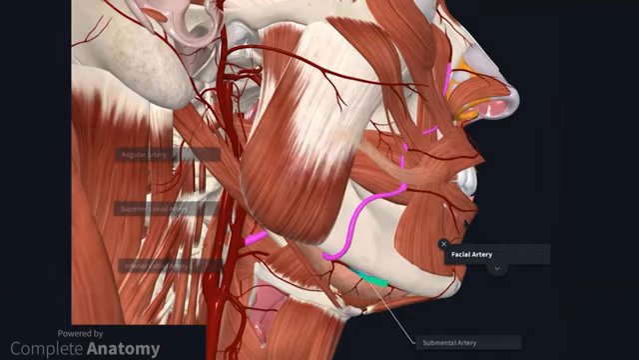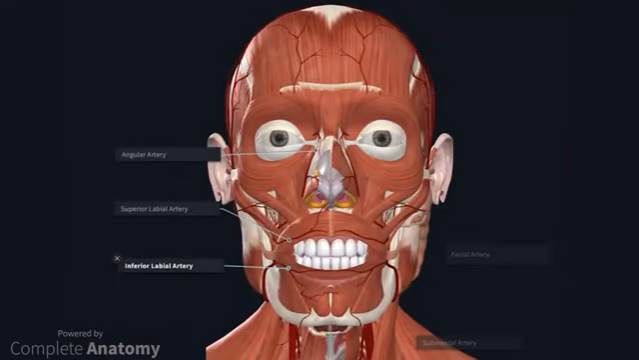Here is the submental artery and the glandular branches pass into the submandibular gland. Some key branches of the facial artery on the face include the inferior labial, superior labial, and the angular arteries.